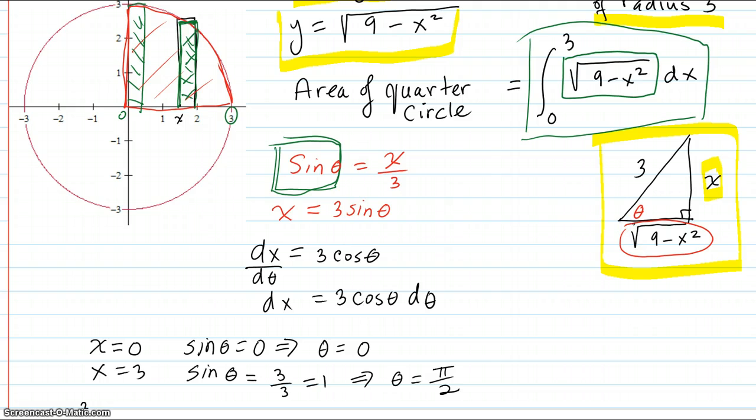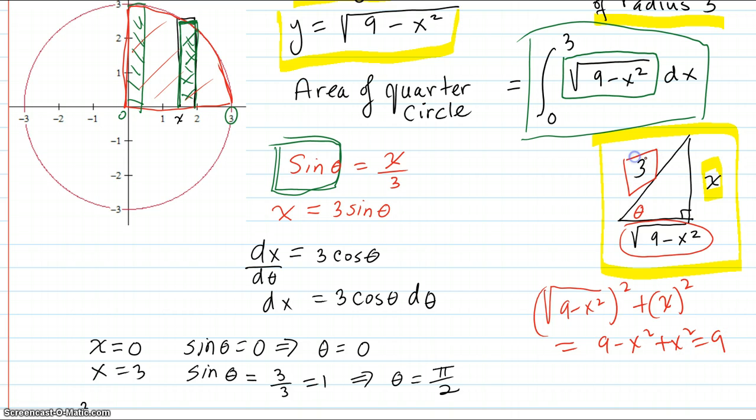And so if you were to do the Pythagorean theorem of this side squared, that's this squared, plus your x squared, that would equal 9 minus x squared plus x squared, which equals 9. So we better have a 3 over here, so that when you use the Pythagorean theorem, you'll have 3 squared, and this will all add up correctly.